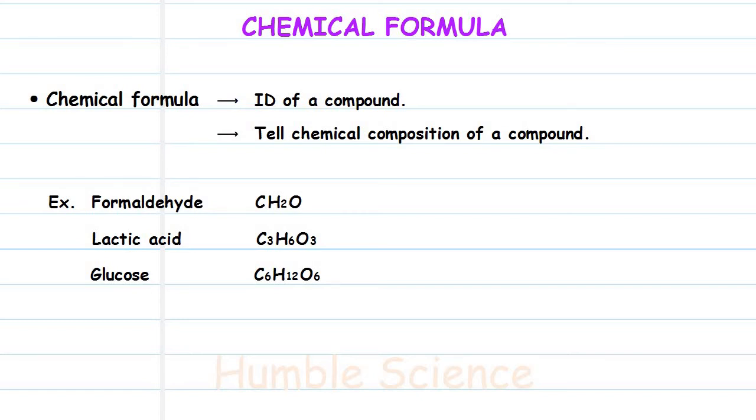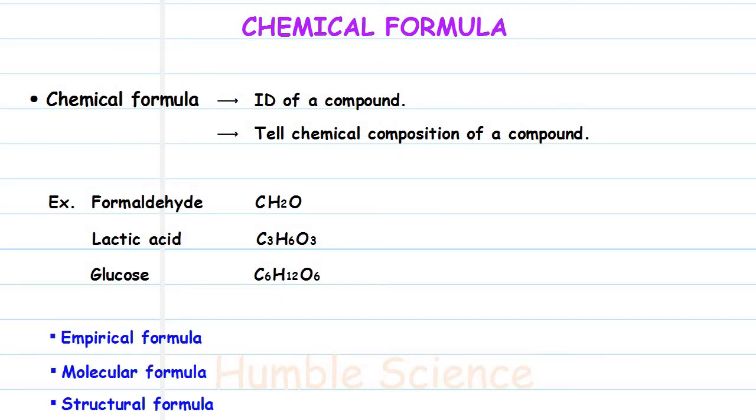That means formaldehyde contains 1 carbon, 2 hydrogen, and 1 oxygen. And for lactic acid, the chemical formula is C3H6O3. That means lactic acid contains 3 carbon, 6 hydrogen, and 3 oxygens. And for glucose, the chemical formula is C6H12O6. That means glucose contains 6 carbon, 12 hydrogen, and 6 oxygen.